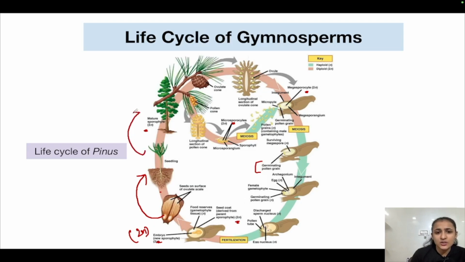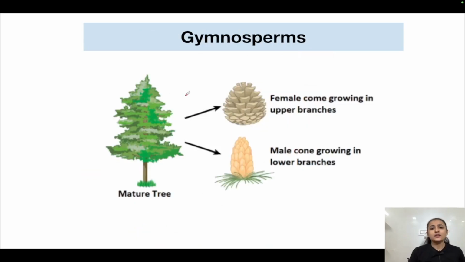Then it will mature into the complete tree or the mature sporophytic plant body. So this whole is the life cycle of Pinus, which is a gymnosperm. Okay, so this is very important. Please take into account this concept of the life cycle of gymnosperms. All right. Now these are a few extra images that I've added.